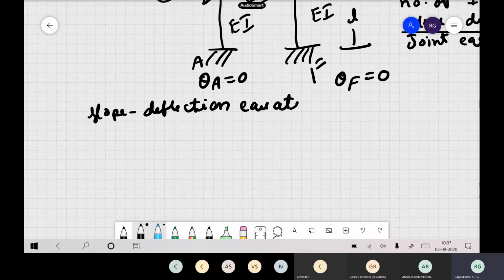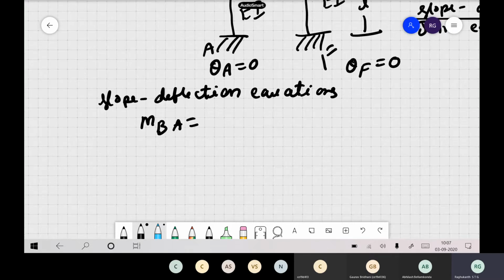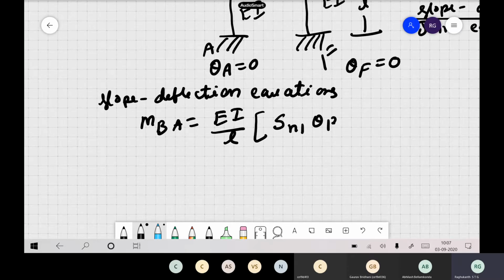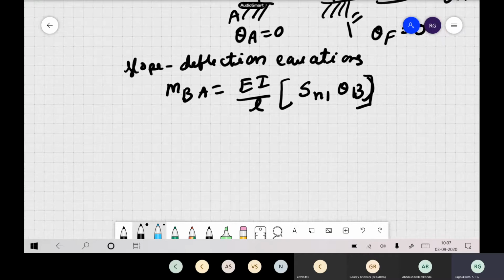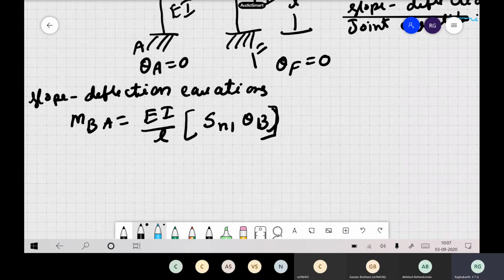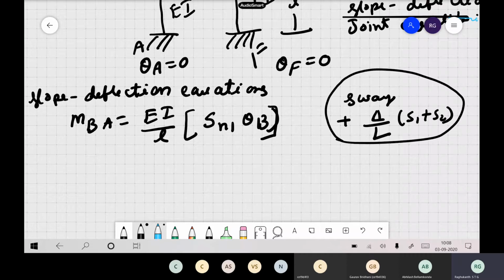Okay, so now you can write for all of them because of symmetry also, but anyway, MBA. MAB also you can write. Now MBA, you followed, right? So this is something like EI by L. So you have some coefficients. I'm just denoting as S N1 theta B, because theta A is 0, and since there is no sway, the delta by L term would also be there. When there is a sway, you have some additional terms, like delta by L times S1 plus S2. So this extra term will come into picture when there is a sway. If there is no sway, that also is gone.